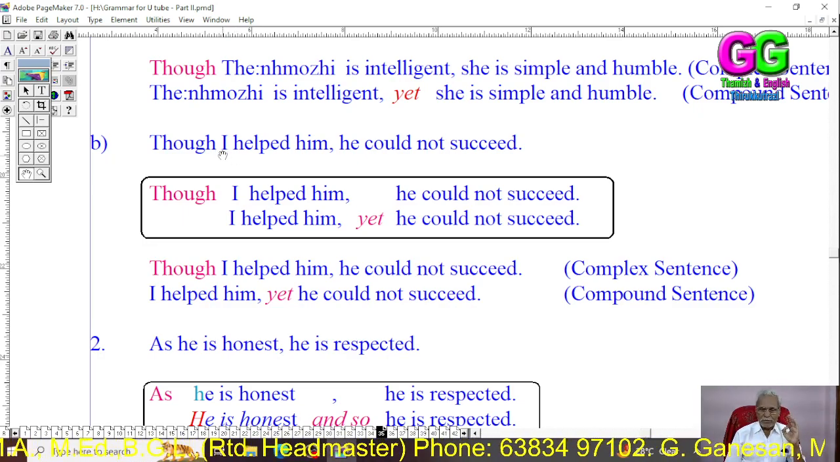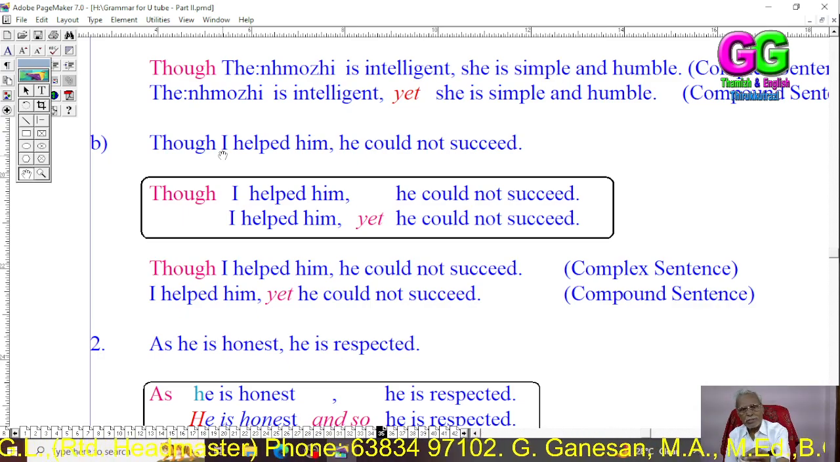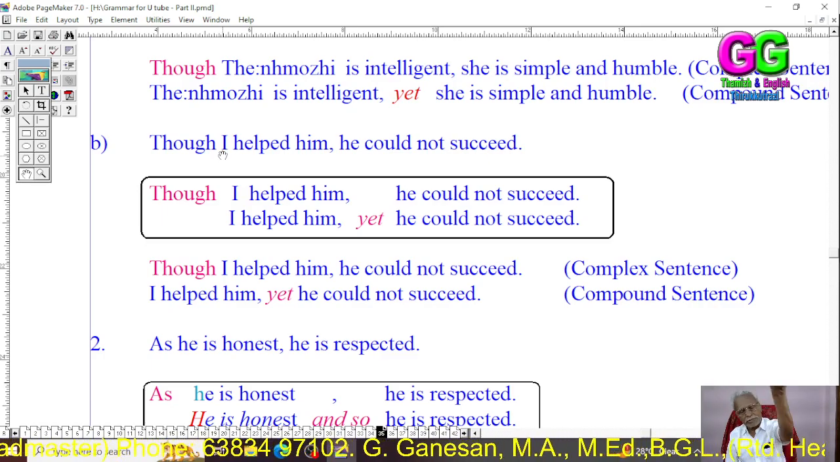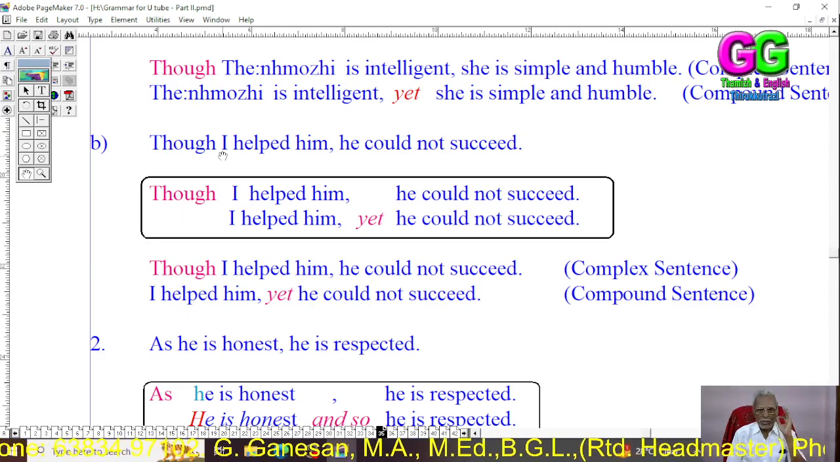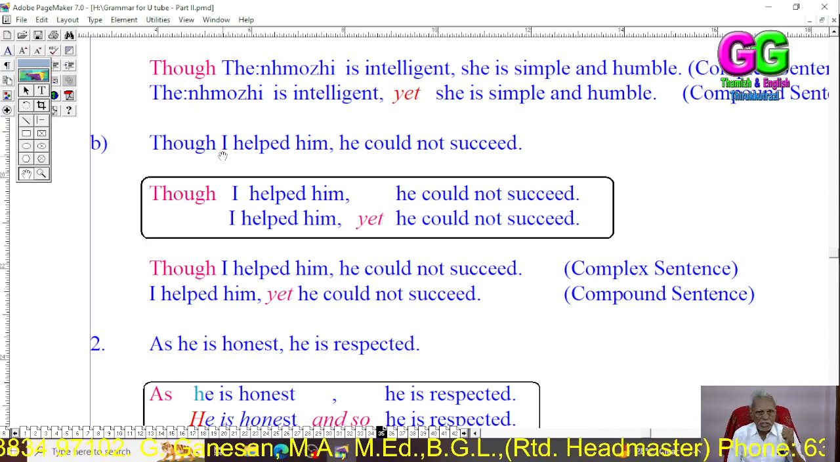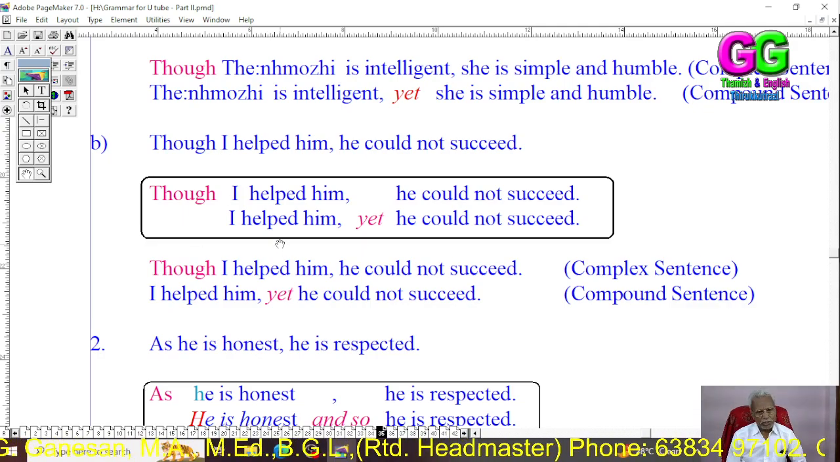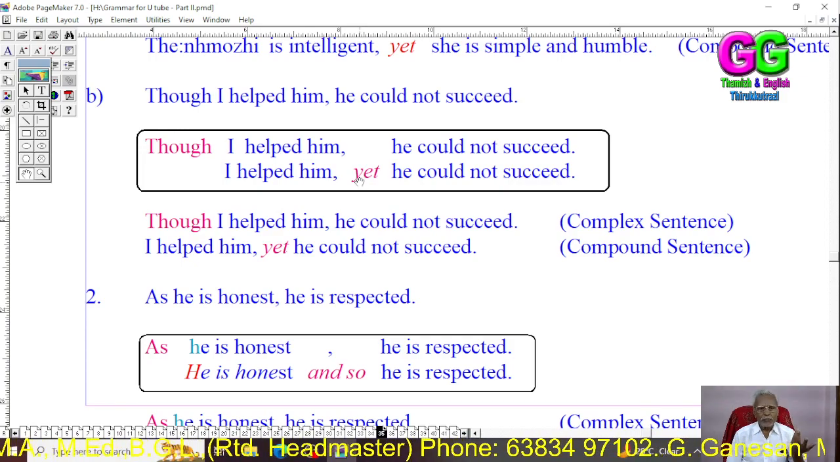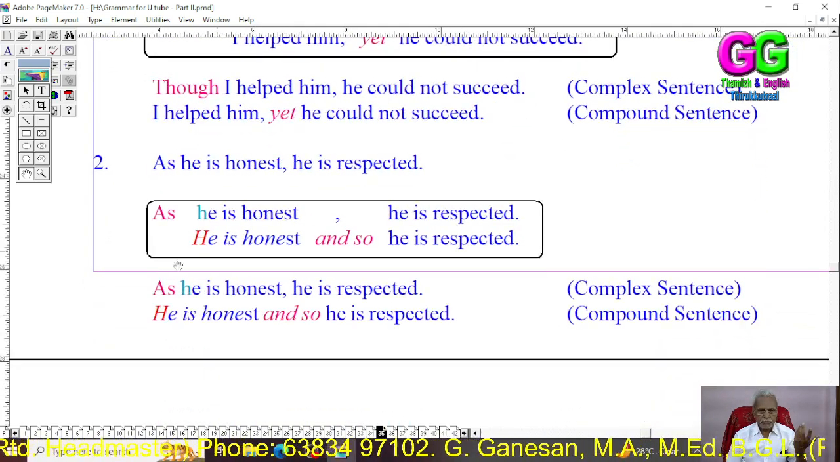The pronoun I would have the same capital form wherever it stands, whether in the beginning or middle or anywhere. The pronoun I would stand majestically with the capital letter. That's what only there. Though removed and yet placed. Though I helped him, he could not succeed. I helped him, yet he could not succeed.